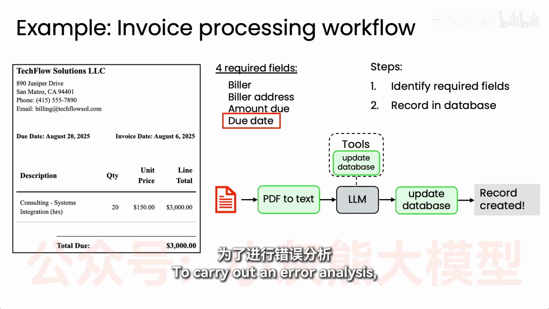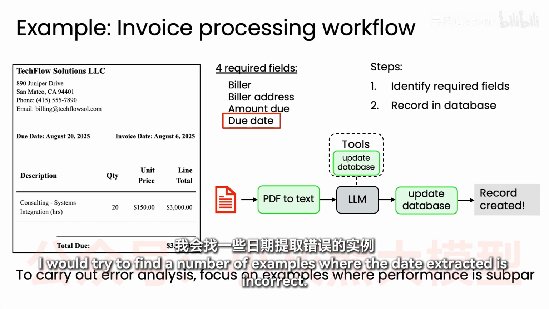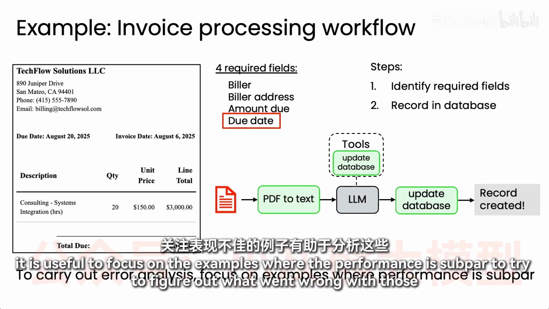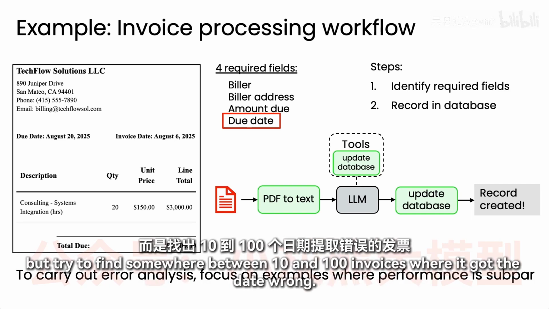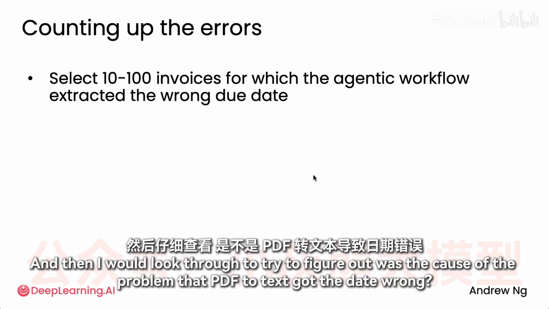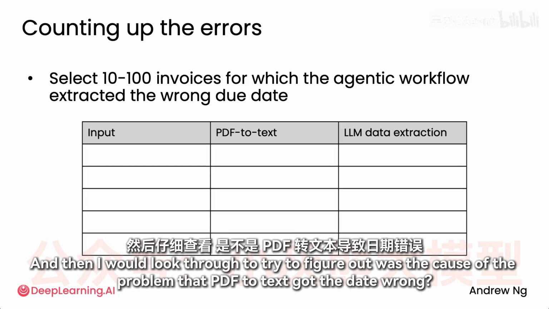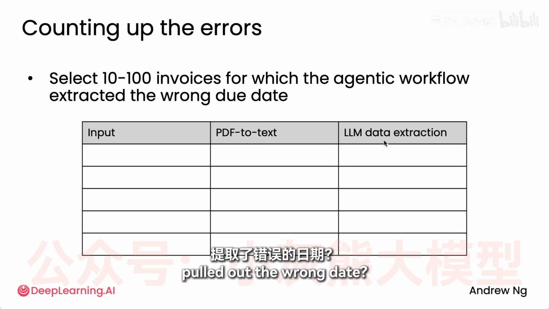To carry out an error analysis, I would try to find a number of examples where the data extracted is incorrect. So same as the last video, it's useful to focus on the examples where the performance is subpar to try to figure out what went wrong with those examples. So I'd ignore the examples that got the date right, but try to find somewhere between 10 and 100 invoices where it got the date wrong. And then I would look through to try to figure out, was the cause of the problem that PDF to text got the date wrong? Or was it that the LLM, given the PDF to text output, pulled out the wrong date?